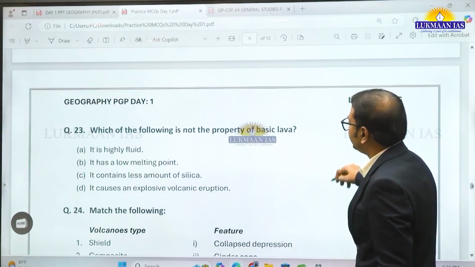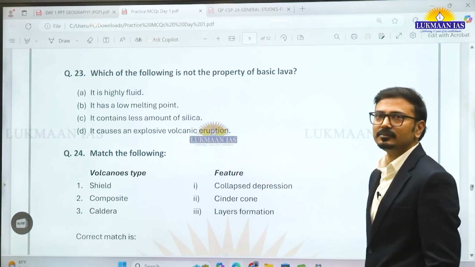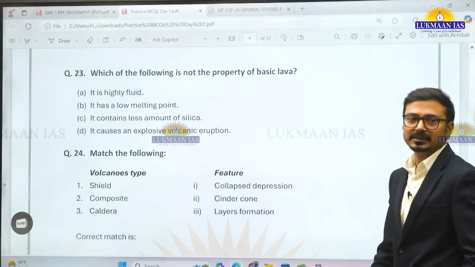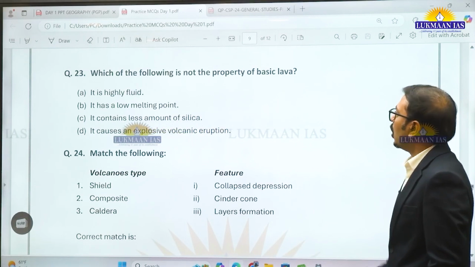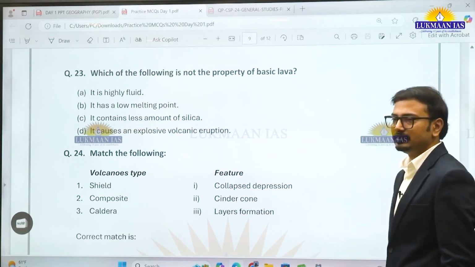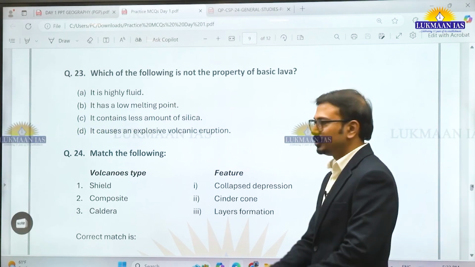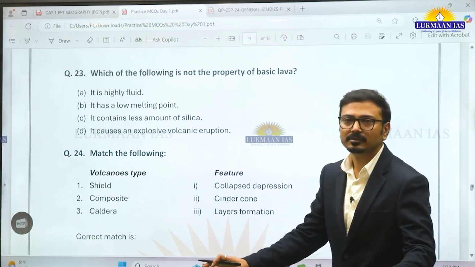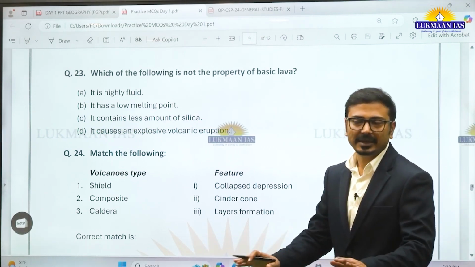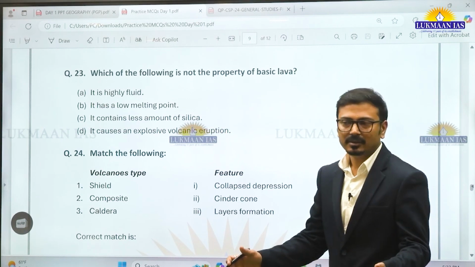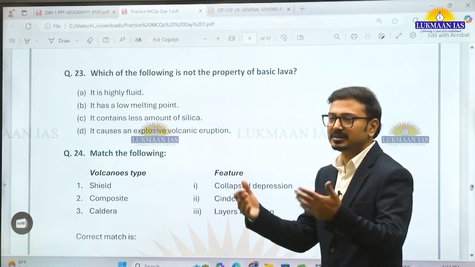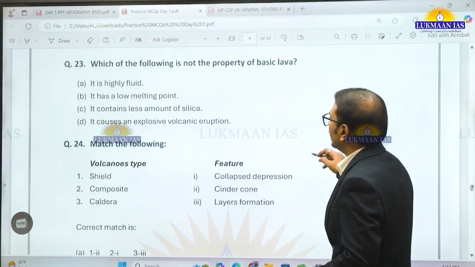What about this one? Yes, not the property of basic lava. Yes, it causes explosive volcanic eruption. No, there is silent eruption. Okay, there is silent eruption in basic lava. In acidic lava, which is more viscous, there is explosive eruption. What about this one?